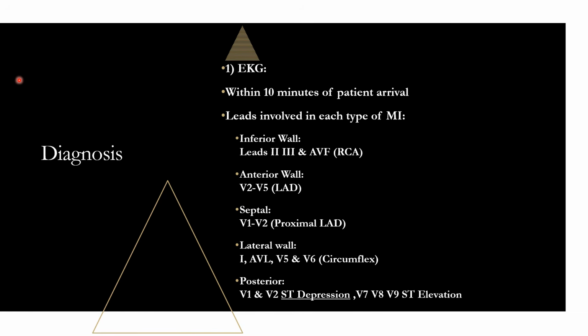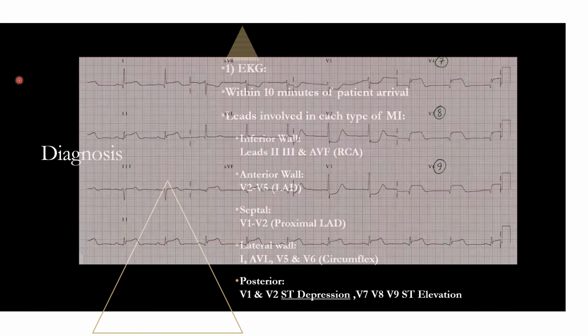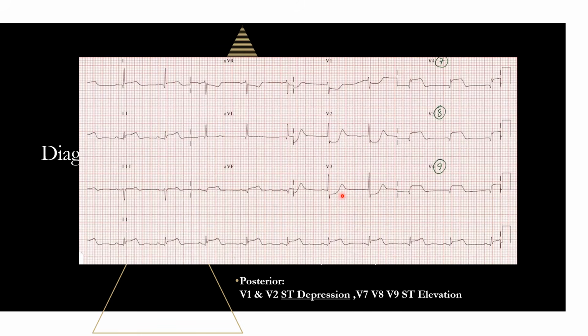And then finally, this one's a little bit different. This is your posterior wall MI. So this is going to be not ST elevation on a regular EKG. What you're going to see, because you're seeing the backside of the heart, you're seeing the opposite. So if you ever see ST depression in V1 and V2, you should know that you need to get leads V7, 8, and 9, which are placed on the back of the patient to see the true ST elevation. So we can see here on V1 and V2, even into V3, this ST depression.